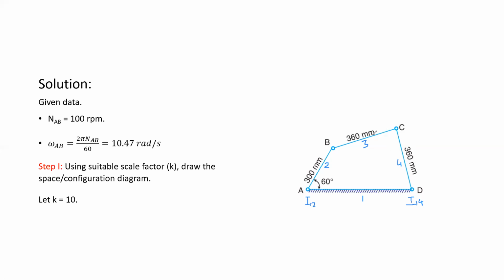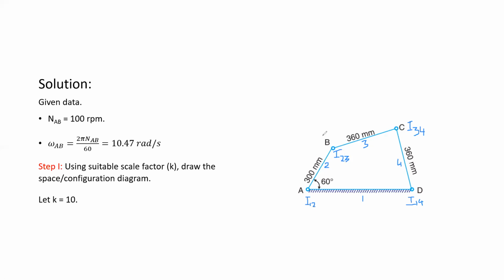Similarly, here link 3 and link 4 are connected. So at point C, it is the ICR I34. Okay, and at point B, link 2 and 3 are connected. So I will call this point ICR I23. Okay, so four ICRs I know.